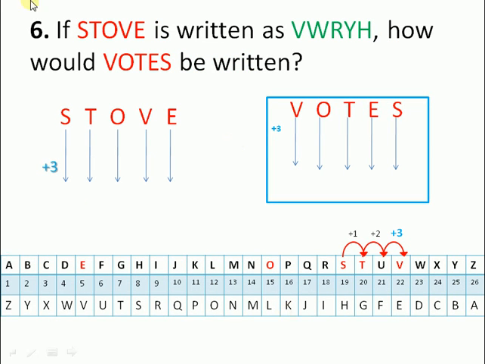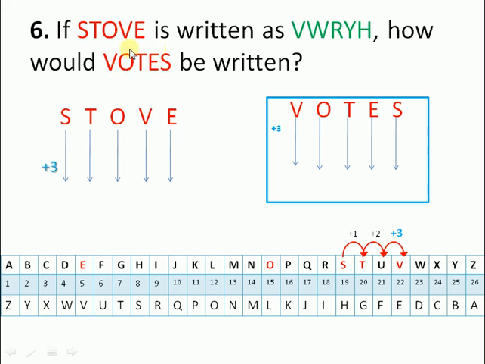Now the sixth question, if STAR is written as VWRYH, how would WORDS be written? Here when we observe such a question, the given hint and the given word all contain the same letters.